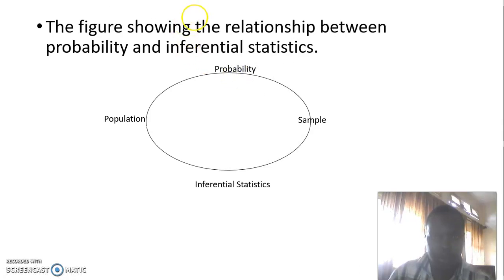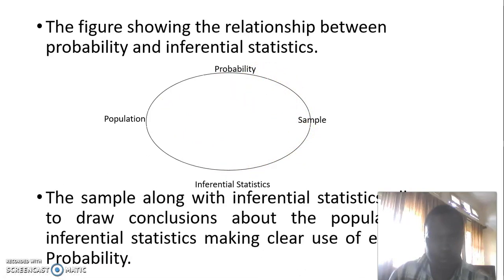The figure showing the relationship between inferential statistics, population, probability, and the sample is as shown in this picture here. The sample along with inferential statistics allows us to draw conclusions about the population, with inferential statistics making clear use of elements of the probability.